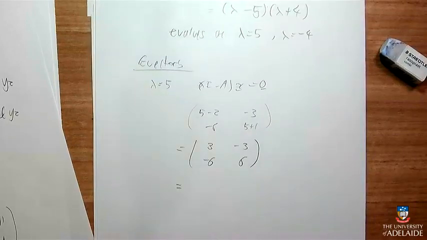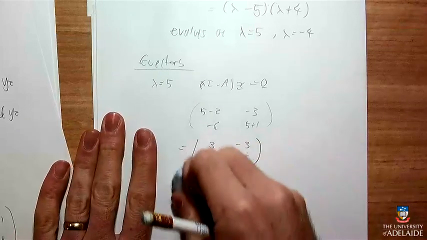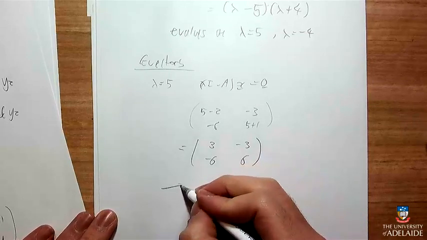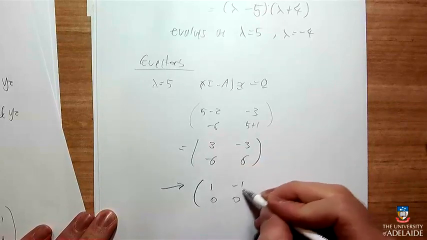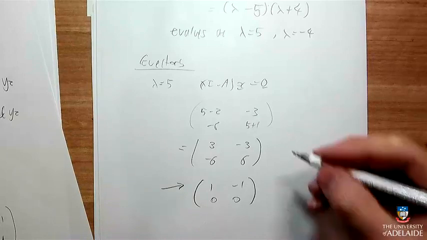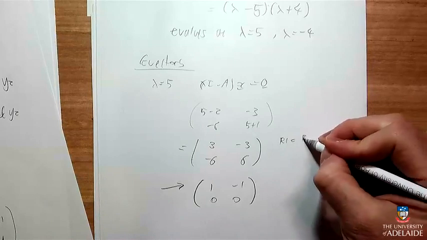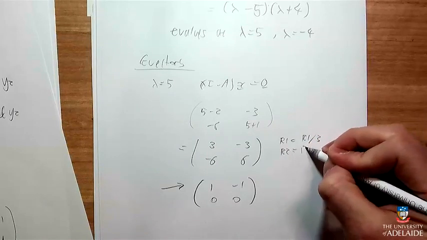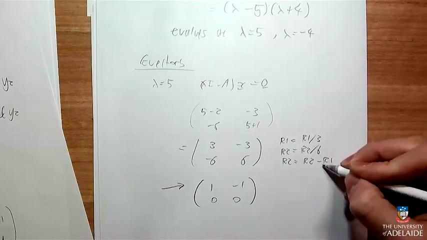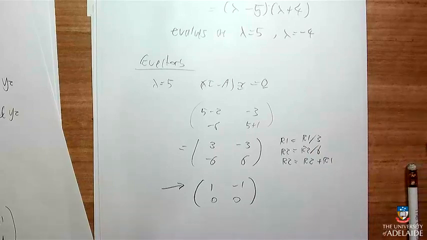So if I did the right row operations, for example, if I divided the second row by 2, then they'd be exactly the same, and then I could do row 2 minus row 1. I can get to here if I do the right row operations. So I could do row 1 is row 1 divided by 3, row 2 is row 2 divided by 6, and then row 2 is row 2 minus row 1, no, plus row 1. Those three row operations will produce that.